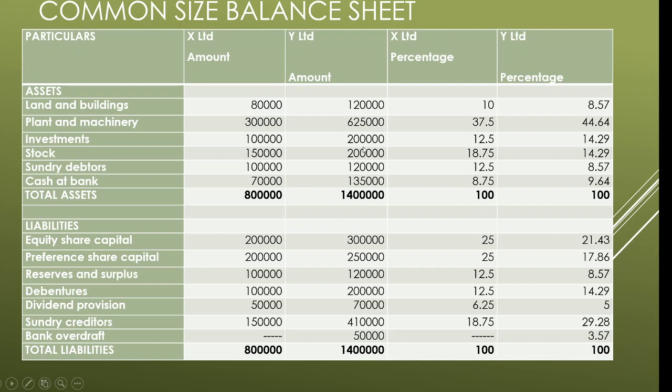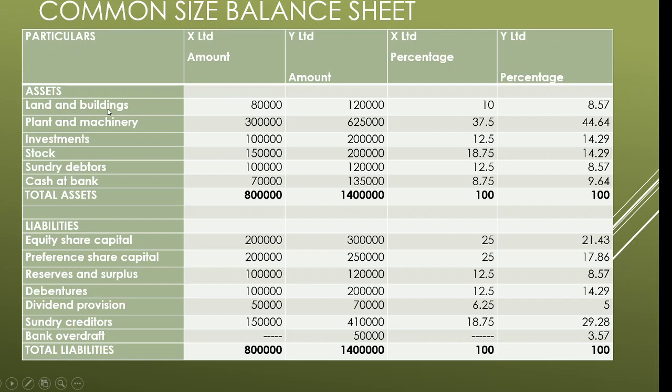And now we start with the preparation of percentage. So we take the total of the assets as 100. Now in this case, in case of X Limited, 8 lakh rupees is taken as 100 and all the other items, that is land and buildings, plant and machinery, investment, stock, sundry debtors and cash at bank, all these items are shown as a percentage of the total assets. Now we'll see how this can be done. So 8 lakh rupees, we write it here as 100 total.